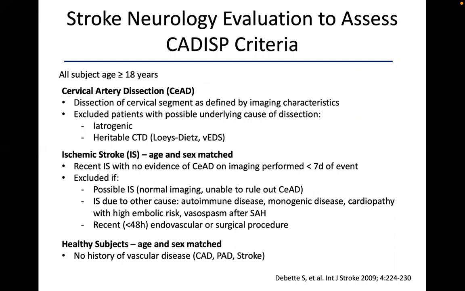So namely, a procedure in the hospital that led to a dissection, or some kind of inherited connective tissue disease that was known to be associated with arterial dissection, like Loeys-Dietz or vascular Ehlers-Danlos. The ischemic stroke patients had to have a confirmed ischemic stroke that was due to atherosclerosis, meaning cholesterol plaque, and not due to something else like autoimmune disease, vasospasm, or an embolism from the heart. And then the healthy subjects had to have no history of vascular disease.